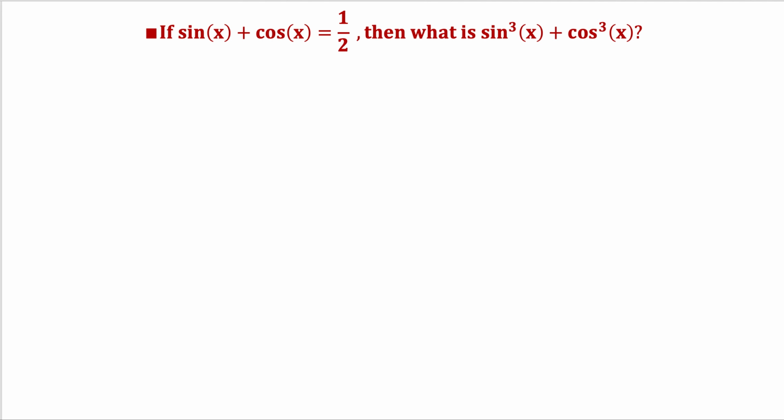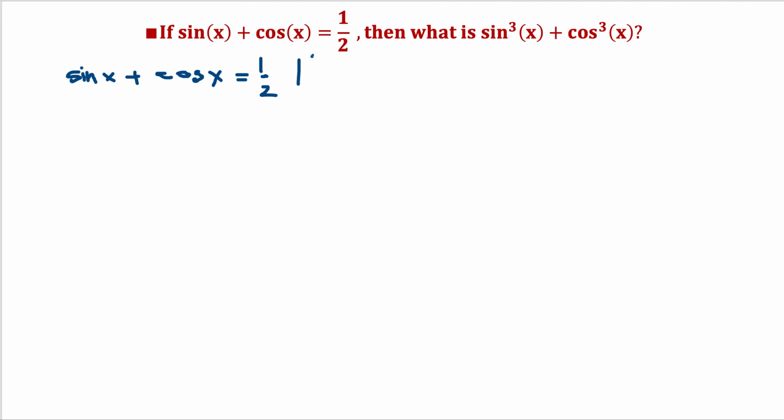If sine x plus cosine x is equal to 1.5, then what is sine cubic x plus cosine cubic x? So first of all, let's take sine x plus cosine x, which is equal to a half. If this is equal to a half, then we square everything here.